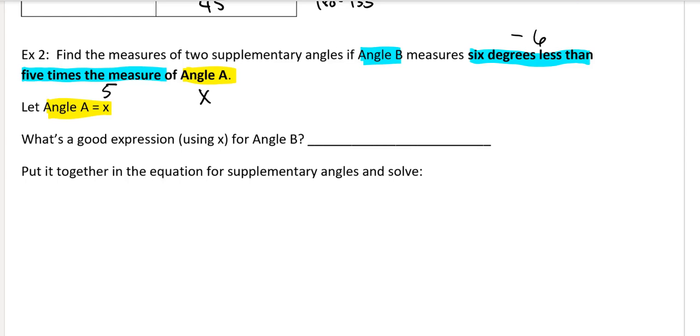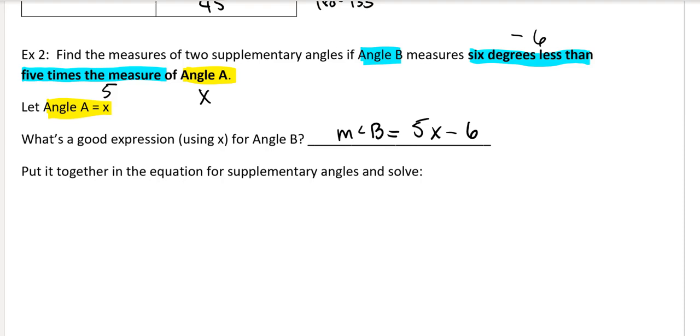be, so we would write this like this, measure of angle B equals one of the expressions we came up with, 5 times the measure of angle A. That is our 5x part. And then 6 degrees less than that is where we put the -6. So you've got to be careful. Make sure you put it in the right order, because the commutative property does not apply to subtraction.